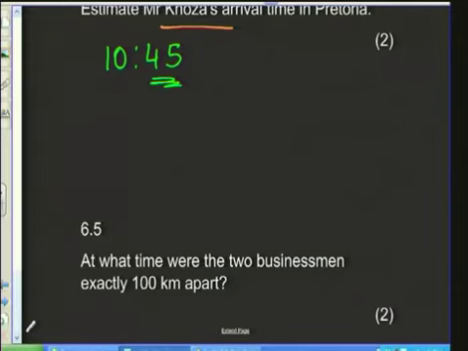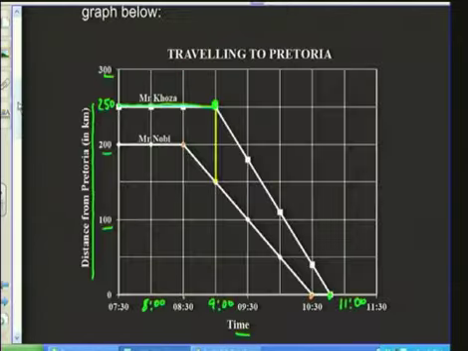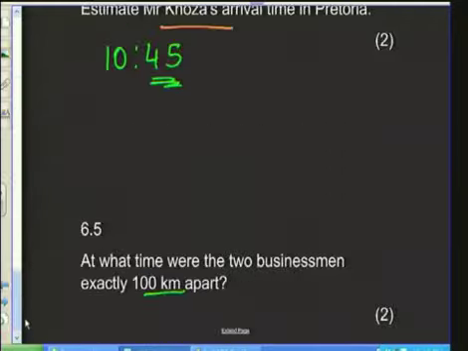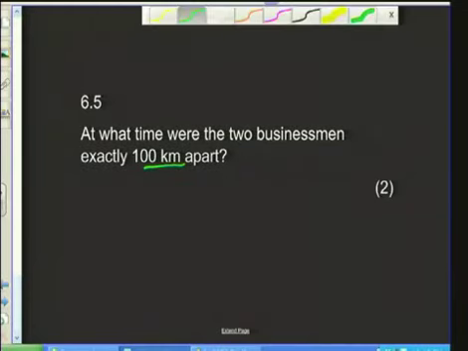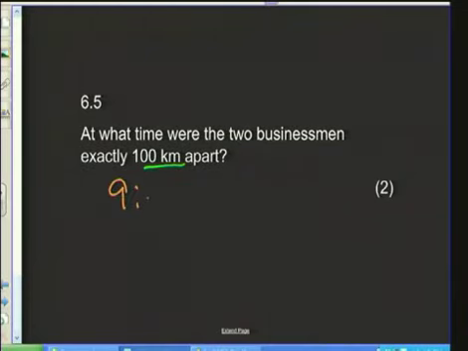And then at what time were the two businessmen exactly 100 kilometers apart? So we're looking at the graph where they were 100 kilometers apart. That's 2 blocks. So the only place where there were 2 blocks apart was at 9 o'clock in the morning. So let's write that in. And that is at 9 o'clock in the morning. So use your ruler. Your ruler is going to help you to determine this.